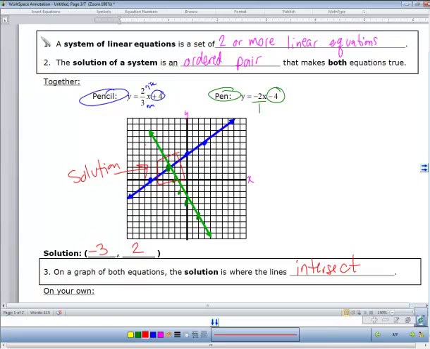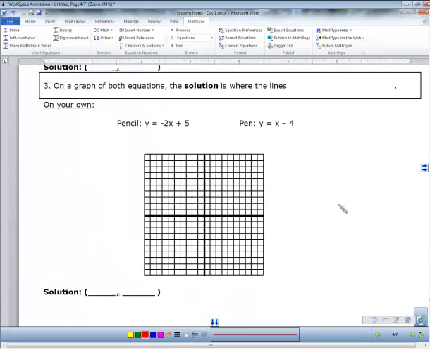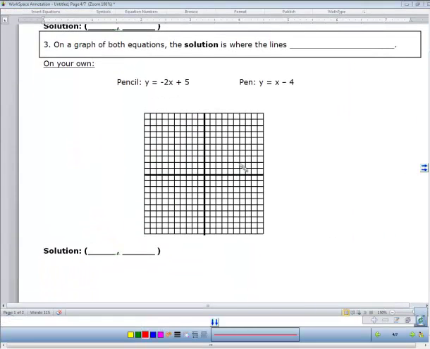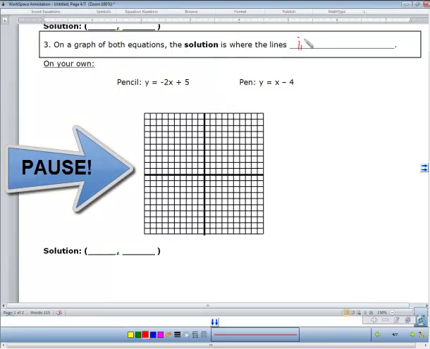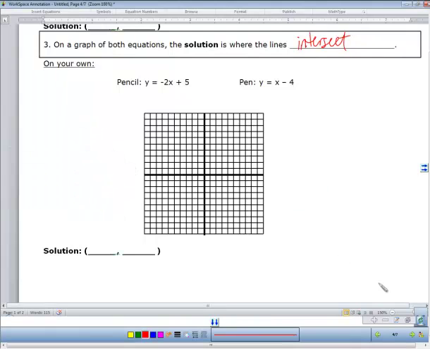You need to make sure you have 1, 2, and 3 written down, as well as a sketch of this graph with the equations also. Okay, so now that you have all of this, if you need to, pause it so that you have all this information. Then do this one on your own. Again, you can use pencil and pen, or you can use two different colors. So pause the video, graph these two lines, find your solution, which is where the lines intersect, and then move on once you're done.